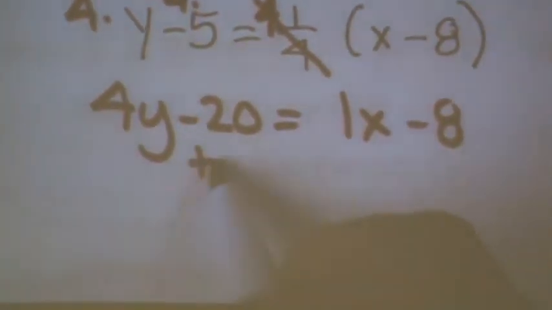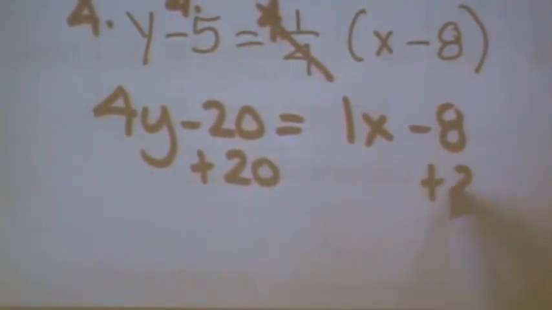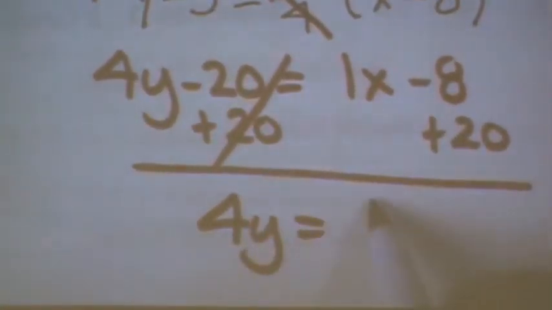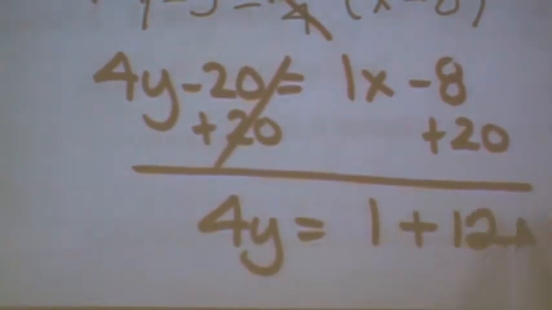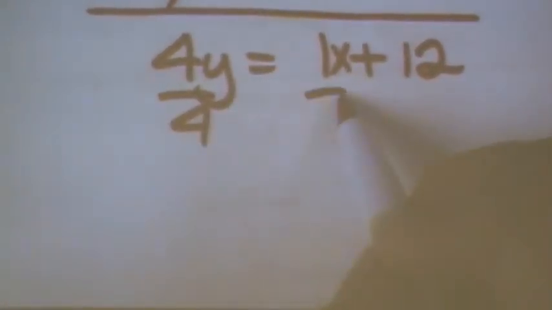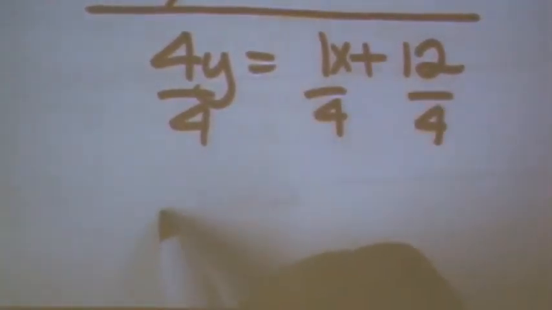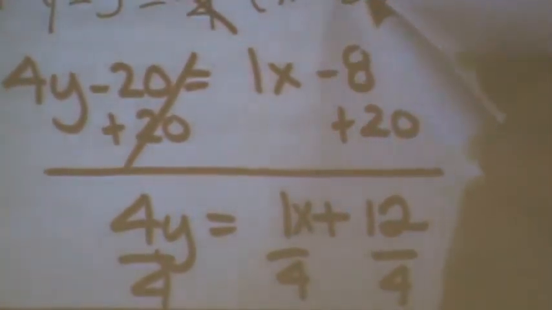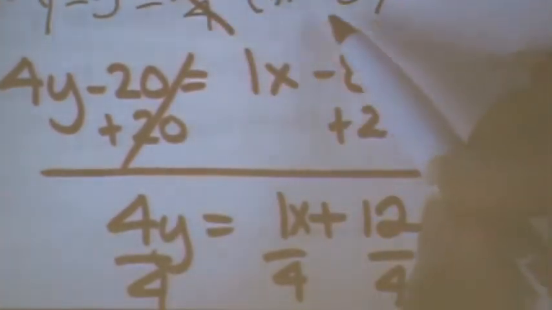And now add 20. Now, some of you may not think this is easier, but it is sometimes. And then plus 12. Oops, I forgot my x. And then divide by 4. And you get y equals 1/4 x plus 3. It helps, this way helps depending on this number and when you multiply.